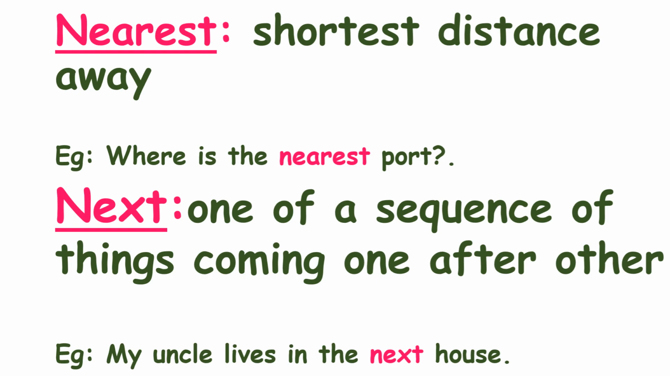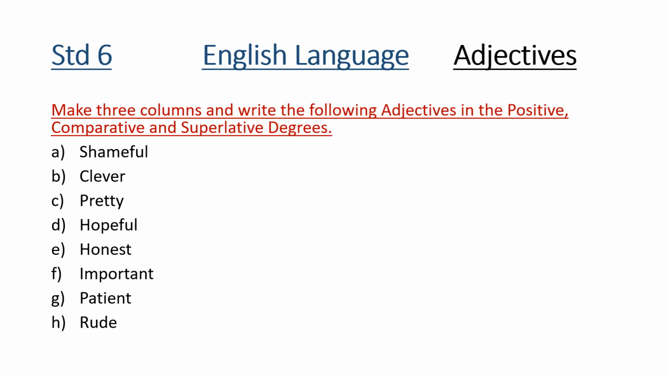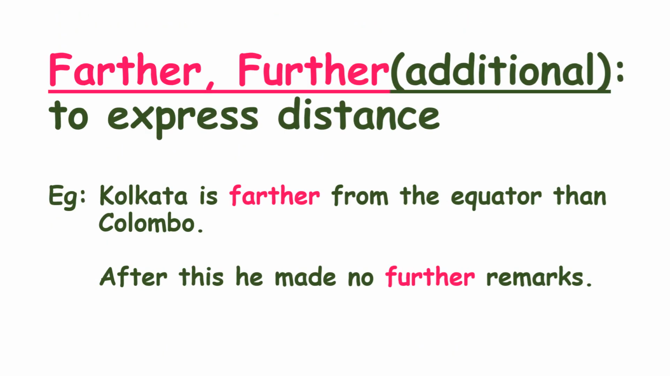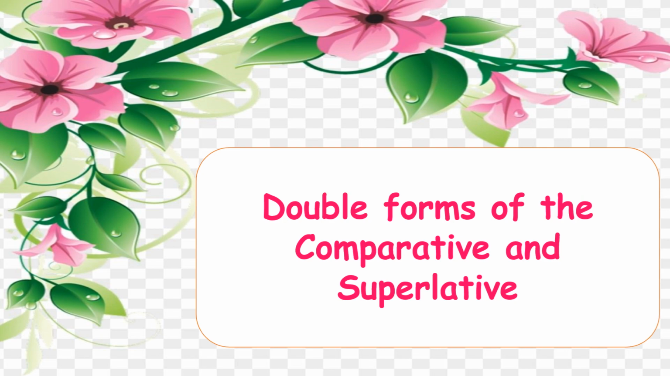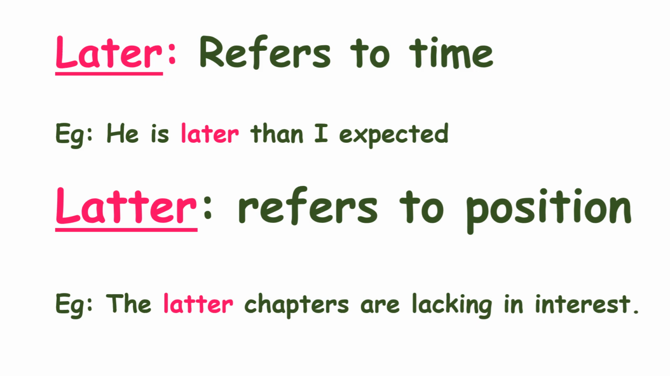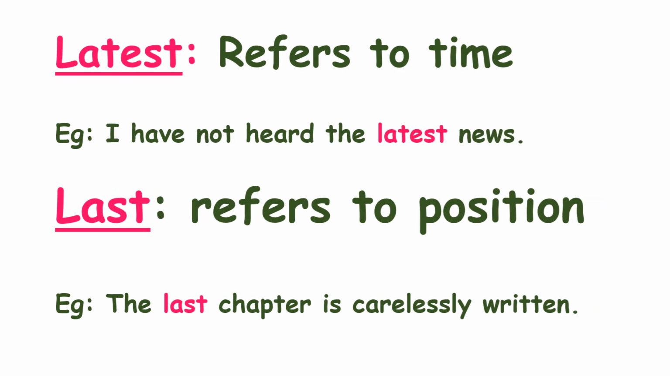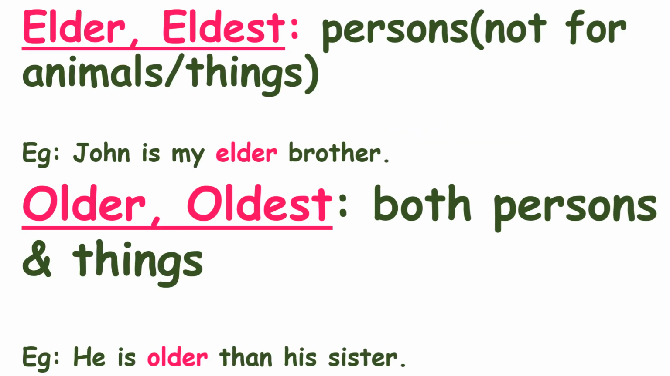One after the other. After this, students, in this particular video, from the beginning, we are revising what we have discussed. We were discussing the double forms of comparative and superlative. At first, we started our video with later and latter. As I've already told you, later refers to time and latter refers to position. Okay. Now the next one, latest, last. Latest refers to time, last refers to position.